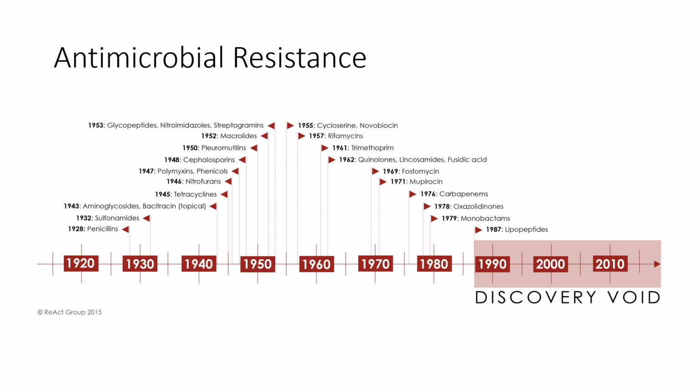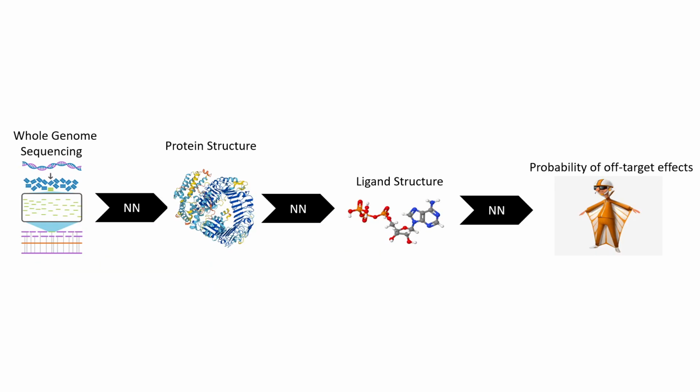The last class of antibiotics that was invented were lipopeptides, which were discovered in 1987. Since then, we have been in what is referred to as a discovery void, during which there have not been any novel antibiotics discovered. So here, I have put together a general outline of how machine learning models could be used to aid the development of new antibiotics.